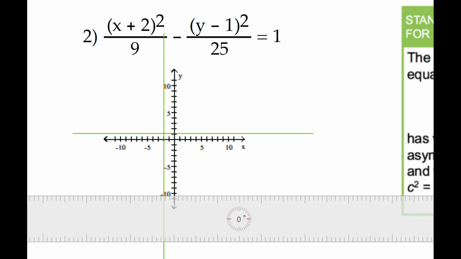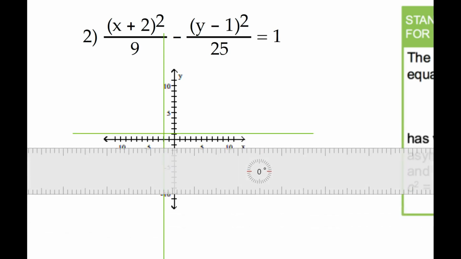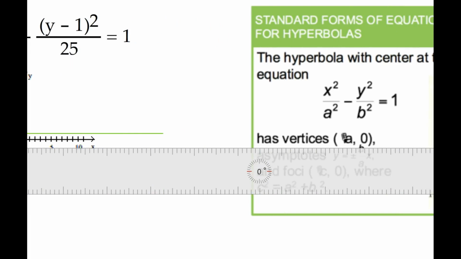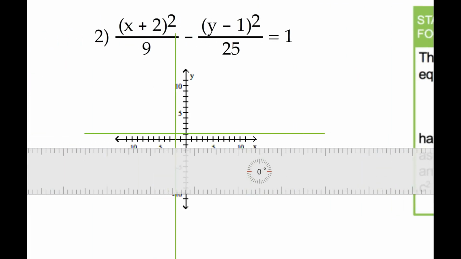Now, what are my a and my b? In this case, a is 3 and b is 5. How did I figure that out? This is a squared, so a equals 3, and this is b squared, so b equals 5. I just took the square root.